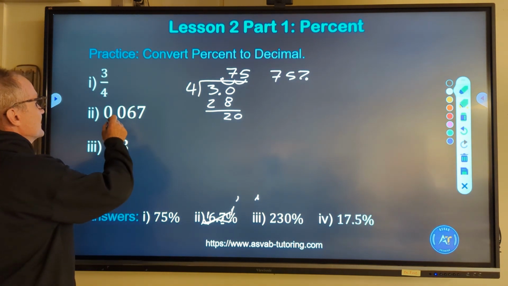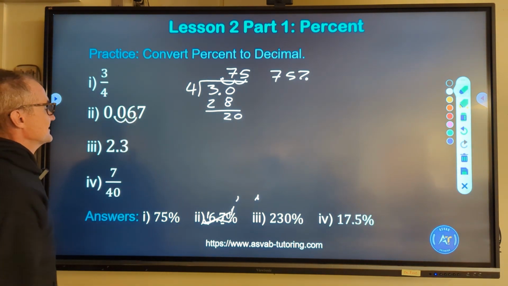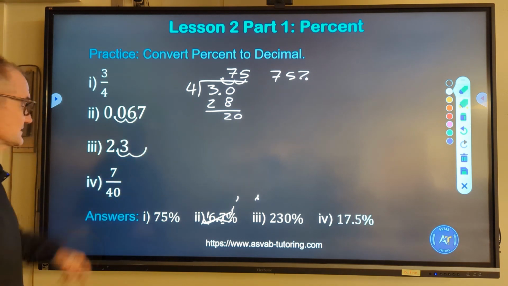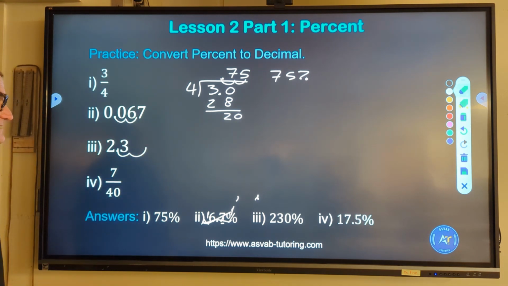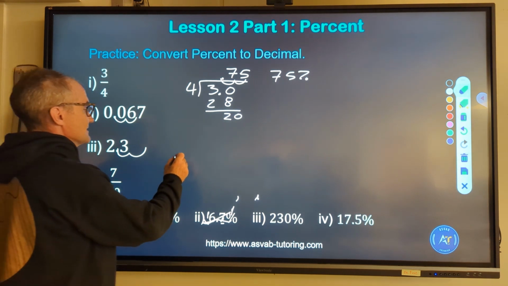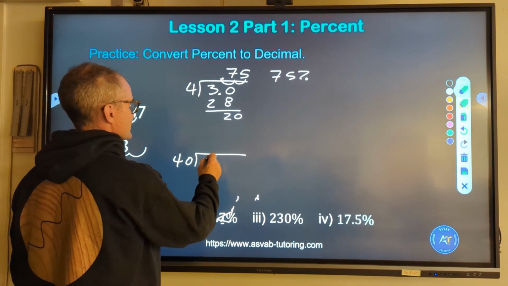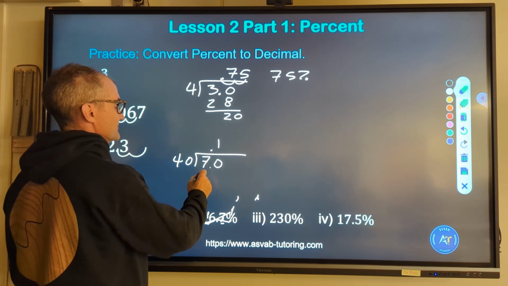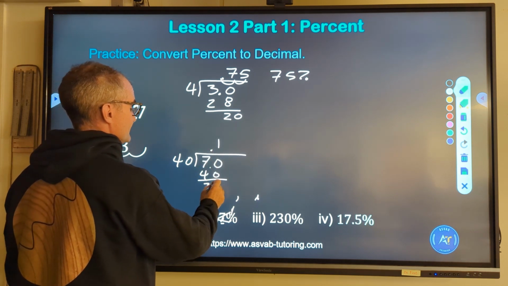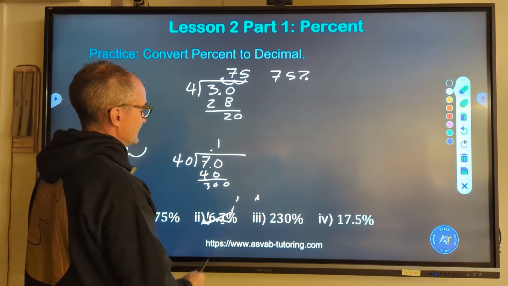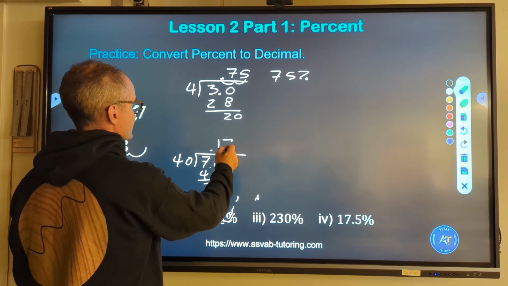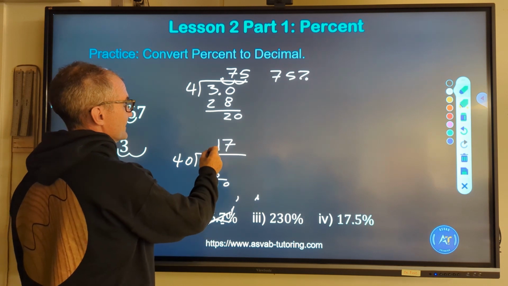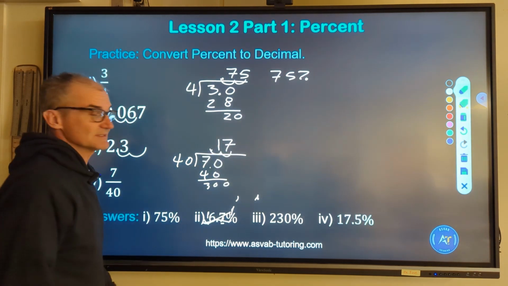0.067, over 1, 2, is 6.7%. 7/40 is the same thing. I have to figure out the decimal equivalent of that. 40 into 7 doesn't go, so I put a 0 there. It goes into 70 once. 30, bring down the next 0. 40 into 300, 7 is 280. 20 left over, I could keep going, or right from there I could go over 1, 2 and get 17%.